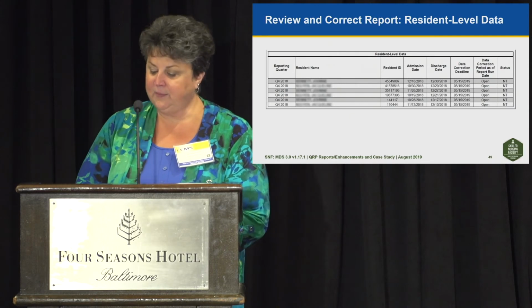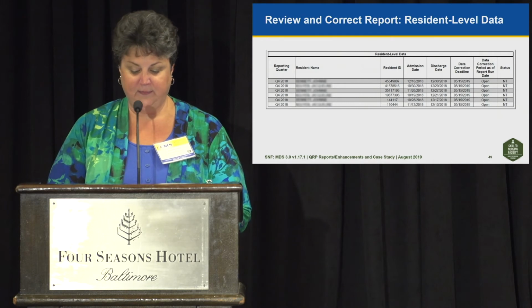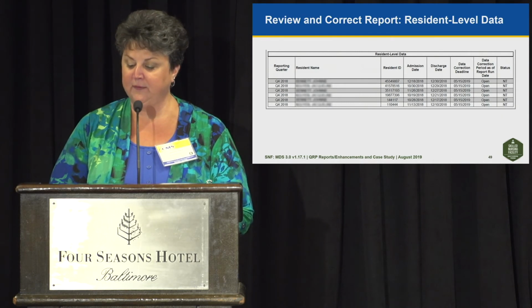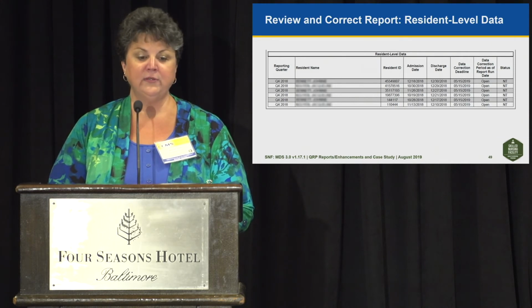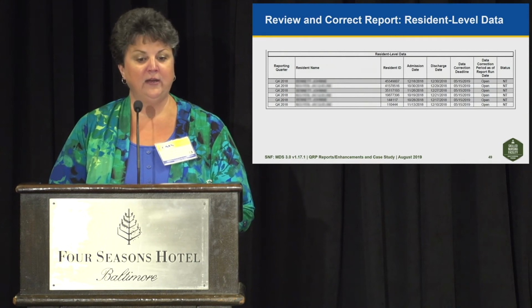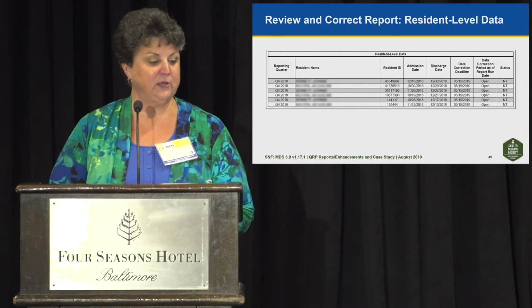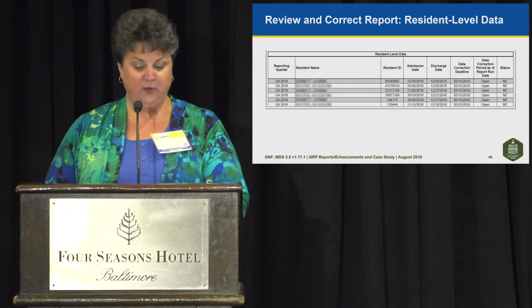And here's an example of the resident level data. You'll see the headers across the top there where it gives you some information about that resident, their admission and discharge date, their data correction deadline, whether it's open, and whether or not that resident triggered. So here in the right-hand column, we have all NTs, none of our residents triggered. If they did, they would have an X there. Or if they were excluded, we would note that as well.